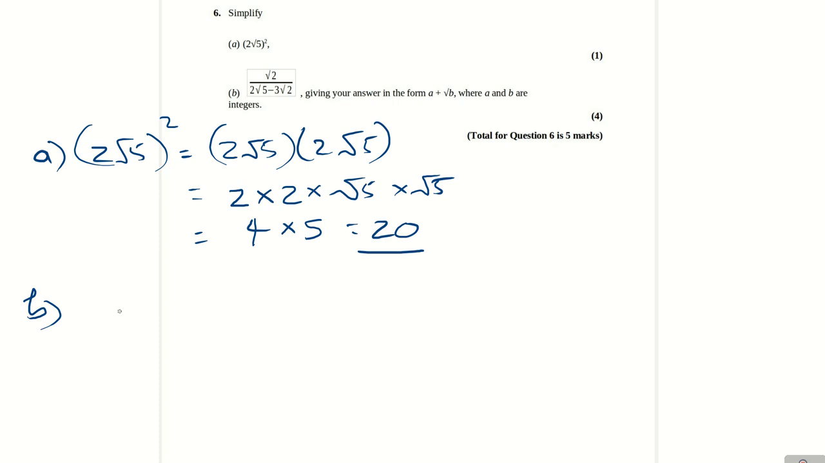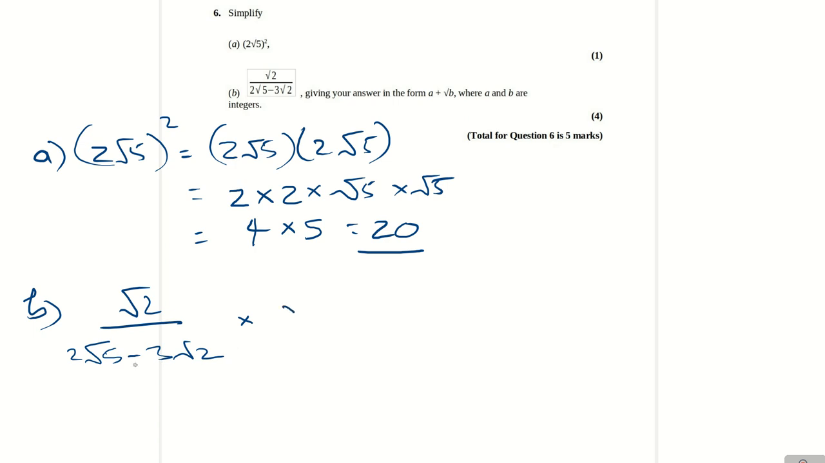Part B. Now it's another rationalising the denominator. So what we want to try and do is get rid of the square roots on the bottom and get the whole thing in the form a plus root b. Now what we do is similar to what we've done before. We multiply the top and the bottom by the conjugate of what's on the bottom.